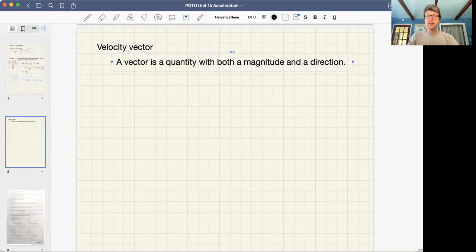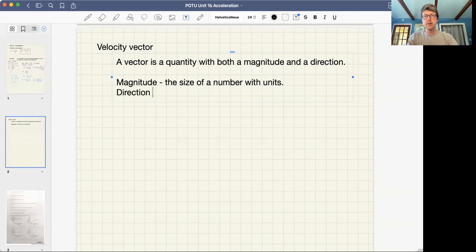So a magnitude is the size of a number with the units. And the direction, well, it's a direction. It's shown either by an arrow or by words. I'm going to give an example of this right now.